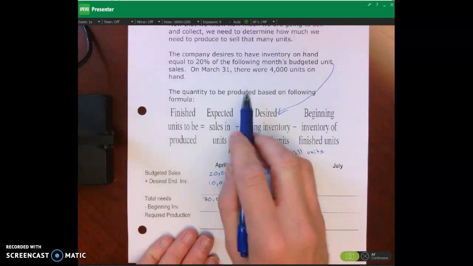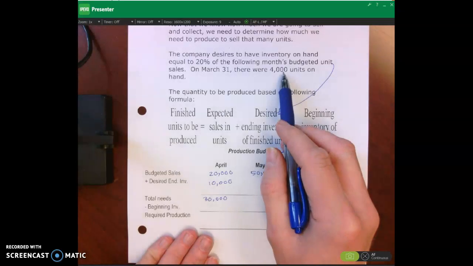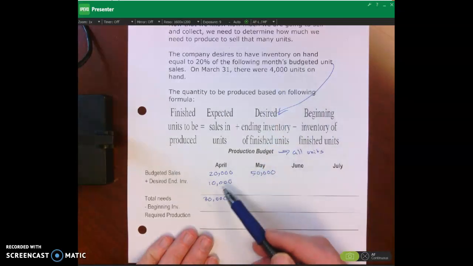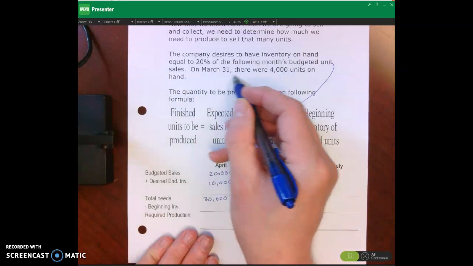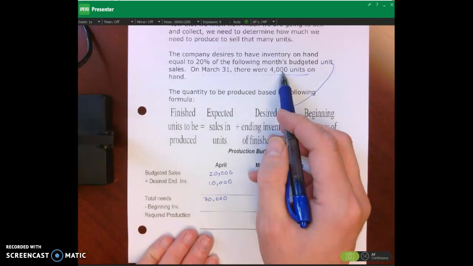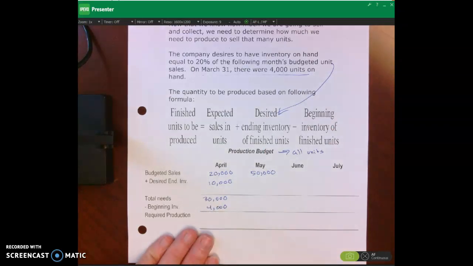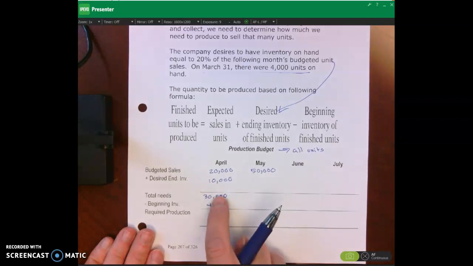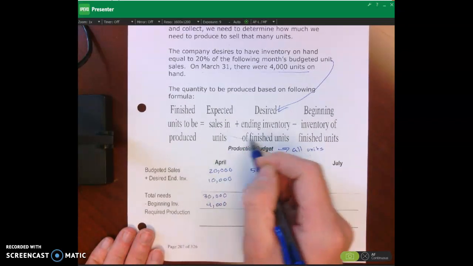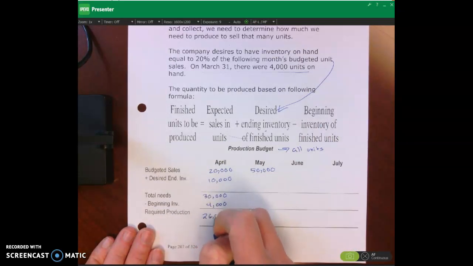Now it says up here, on March 31st, which is the end of quarter 1, that's also the beginning of quarter 2, which is the beginning of April. So when you see this, you can interpret this as saying that's the beginning of April, which is the beginning of the quarter. So basically, beginning inventory is 4,000 units. Then I can take my 30,000, which is my total needs, minus my 4,000, means I need to produce 26,000 units in April.